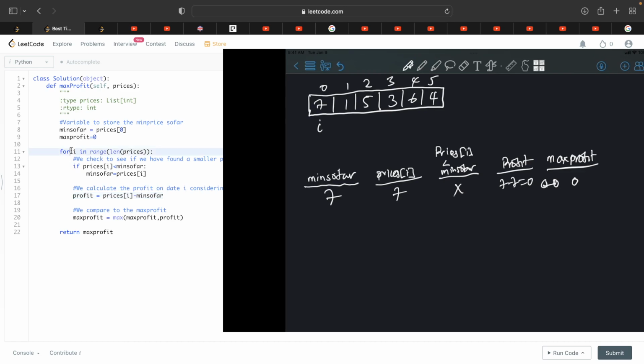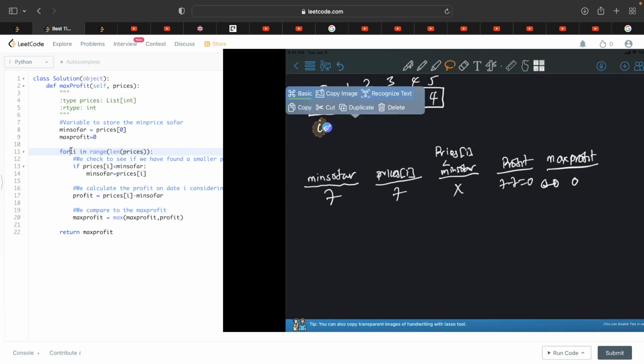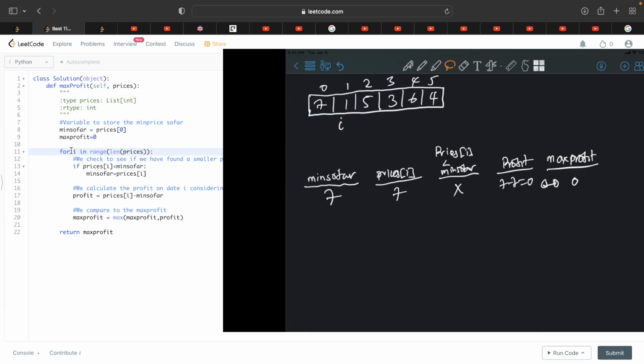So we come back here, and if you look in the diagram, our I shifts to the next location. So we're now at index 1. We come back here. What's prices at I? Prices at I is now 1, as you can see in the diagram. Is 1 less than 7, which is our min so far? Yes, it is. If you look in the code, we're executing this now. Our min so far becomes 1. So this is the process through which we get the smaller value.